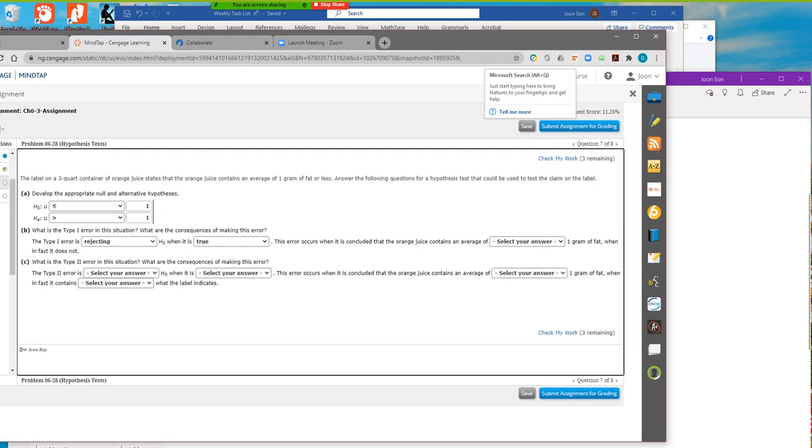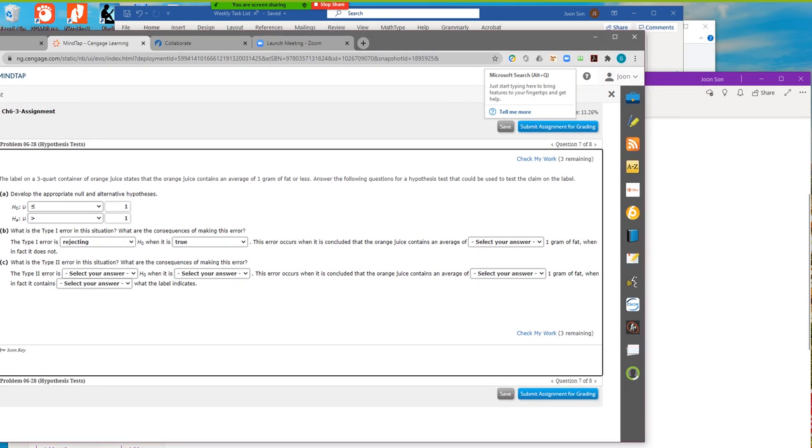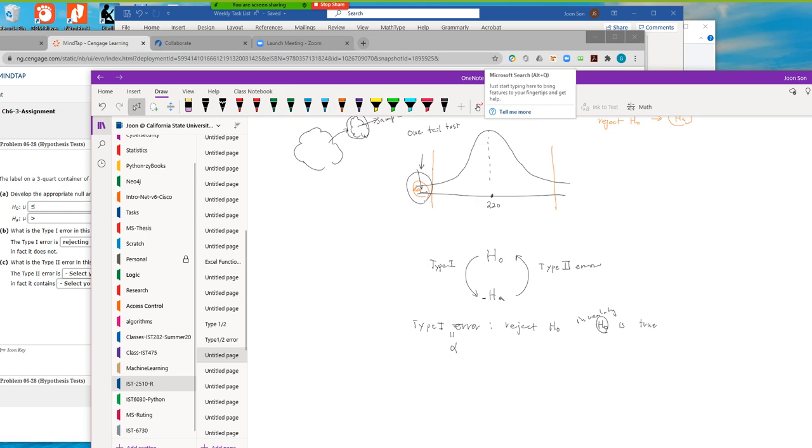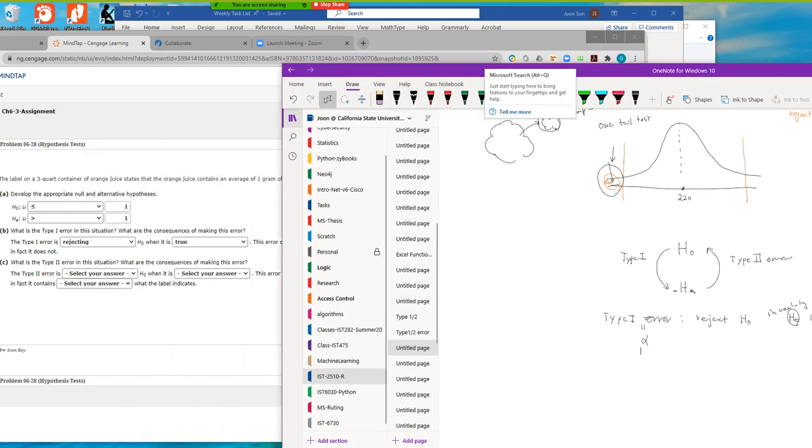So if you look at this scenario, your null hypothesis is that the population fat is less than or equal to 1 gram. And your alternative hypothesis is that it is greater than 1 gram. So that's the alternative hypothesis.